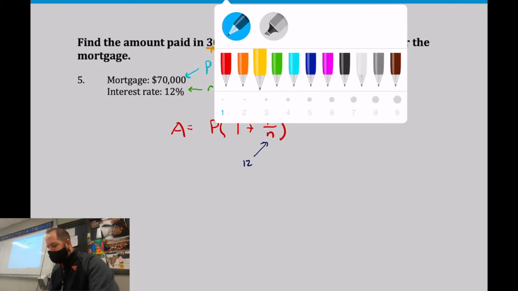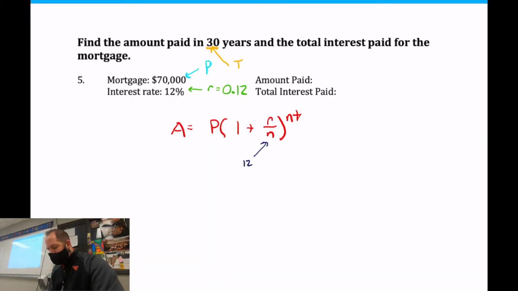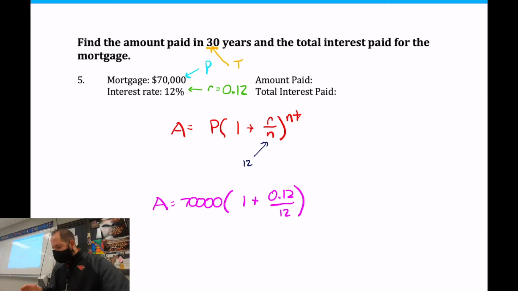Okay, so let's plug some of these numbers in. My principal was the 70,000, right? 70,000 bucks. My interest rate was the 0.12. The n was a 12 because that was my number of months in a year, times how many years we're going. We're going 30 years. Okay, so this is where you'll need a calculator.